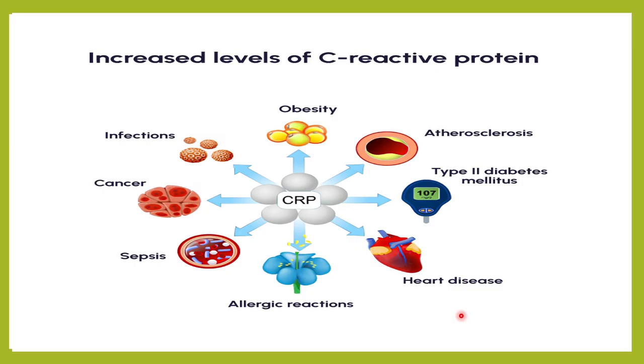All these other causes of CRP: obesity, atherosclerosis, type 2 diabetes mellitus, heart disease, certain allergic condition, sepsis, cancer, and certain infections. So we will study in detail why CRP is raised in all these conditions also, so that we get a better idea. So in the coming classes, we will see why CRP is raised in obesity, what happens to CRP in atherosclerosis, what happens to CRP in diabetes mellitus and heart disease, etc. But yes, whenever CRP is high, think of all these possibilities.